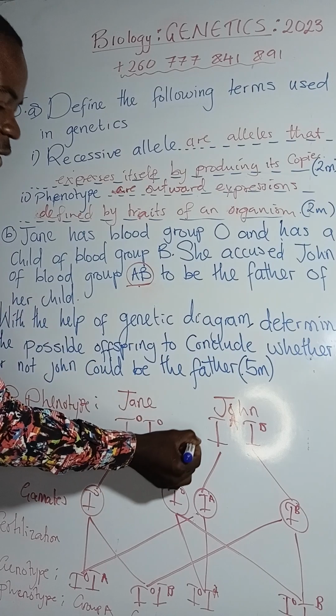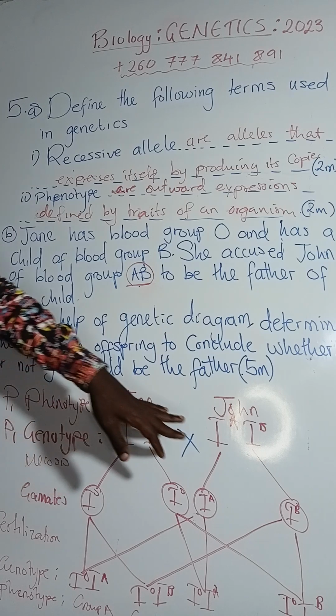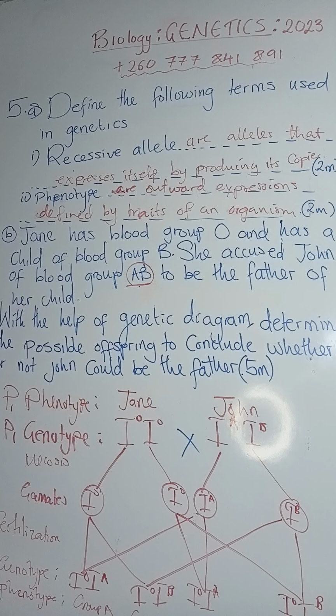Don't forget to indicate a cross sign here, because if you did not write it, they might remove some of the marks. So this marks the end of our genetic diagram using the blood groups.